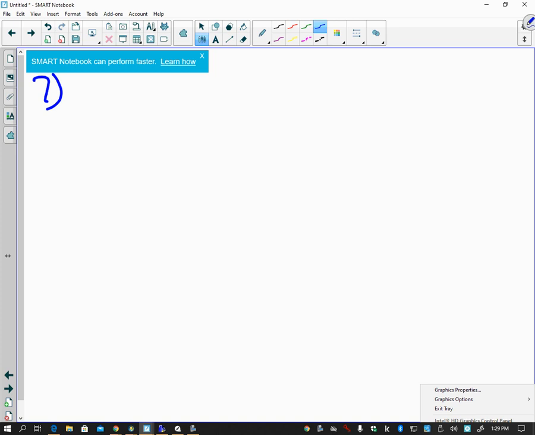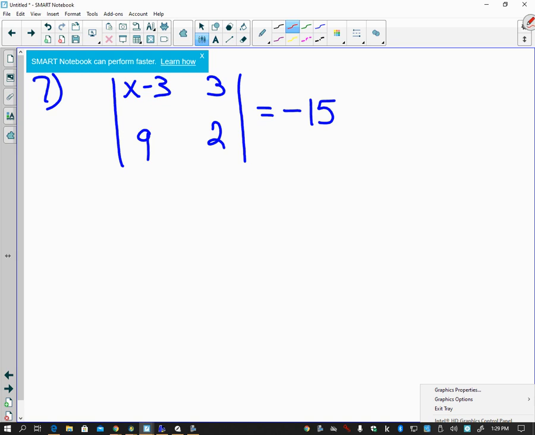Okay, 7. I think you've seen a question like this. Let's say x minus 3, and I don't know if I'm going to be able to do this in such a way that you're going to get a nice, neat number or not, because I'm just making up numbers. Okay, so this is based upon a determinant. It's a 2 by 2 matrix.